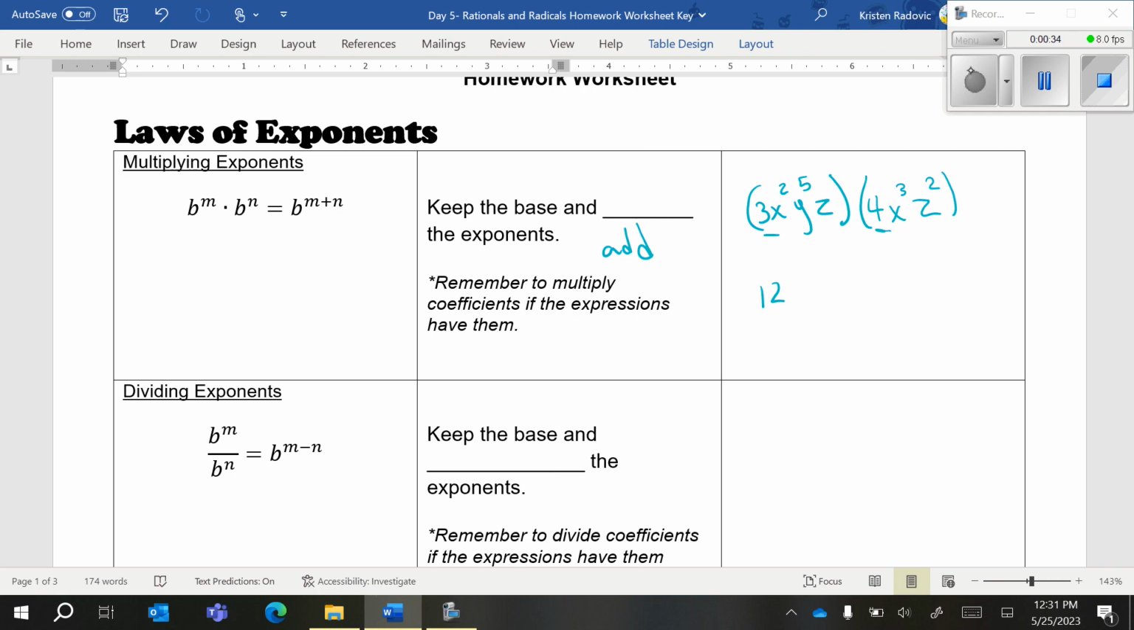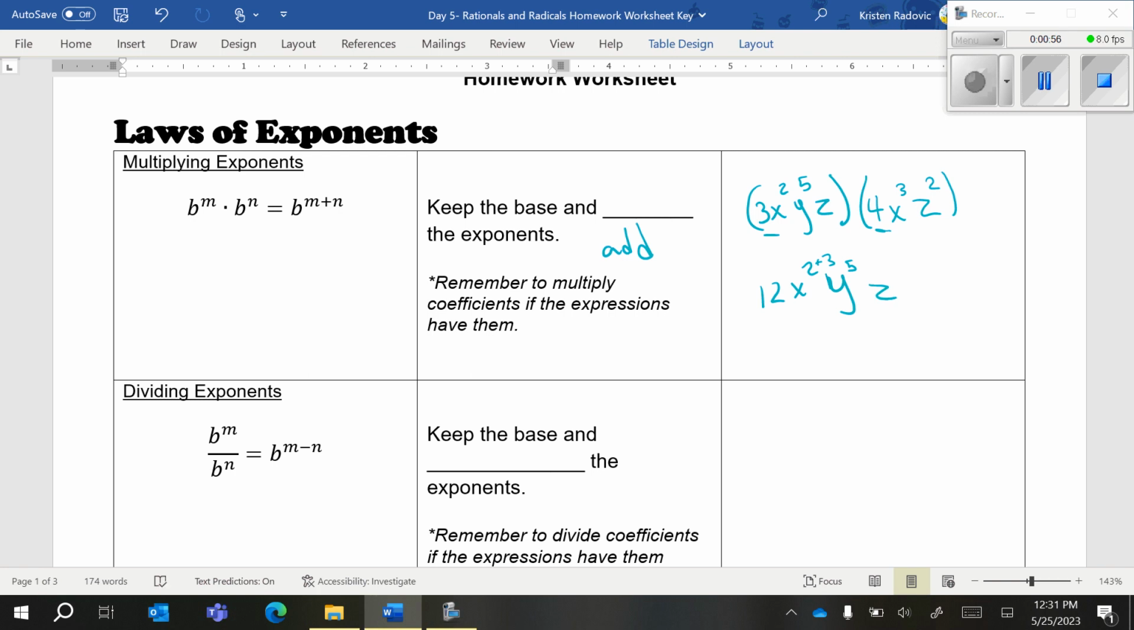So then we're going to work letter per letter. You can't combine different bases. So we're going to go to the x's. For your x's, you are going to do x to the 2 plus 3. Then you're going to go to the y's. Now, there's a y in your first bubble, but not in your second bubble, so you're just going to leave that as 5. On to the z's.